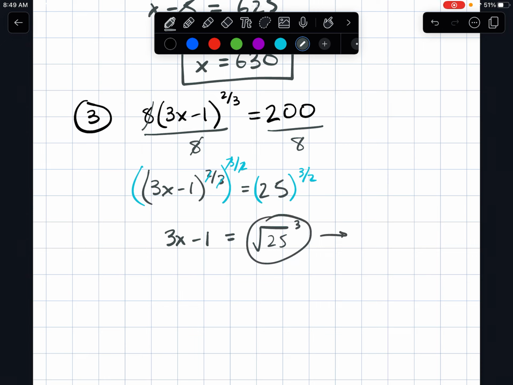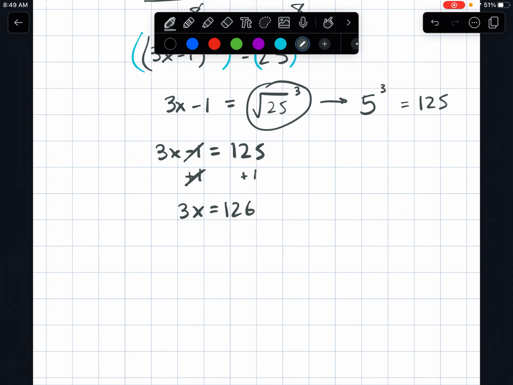And then I want to change this up, right? We know that the square root of 25 is just 5, and 5 to the 3rd power is 125. So if 3x minus 1 equals 125, we're then going to solve this by adding 1 on both sides. That gives me 3x equals 126. And if I add up these digits, right, 1 plus 2 plus 6, that equals 9. So I know that this number is in fact divisible by 3. I should not end up with a fraction. I should get a nice whole number here. And so when we divide by 3, we find out that x is equal to 42.